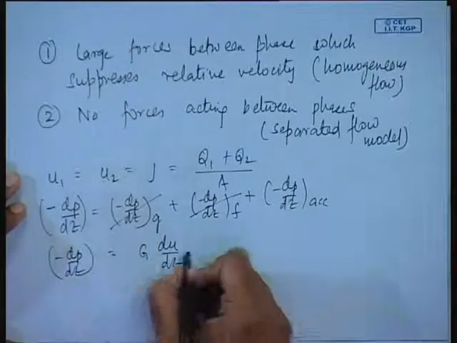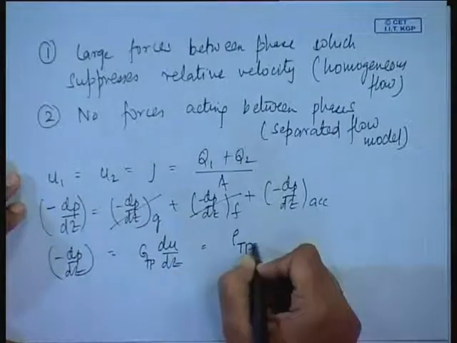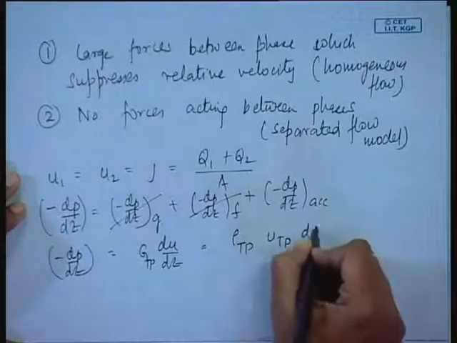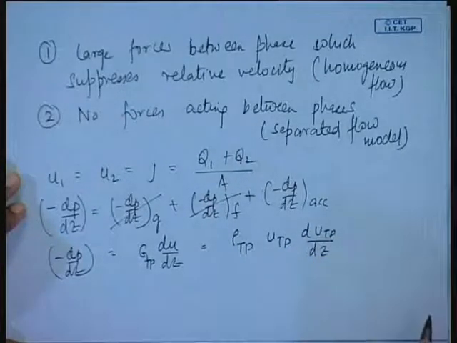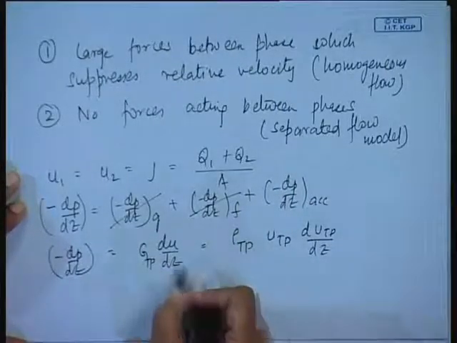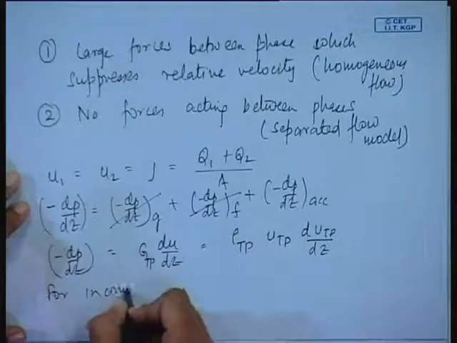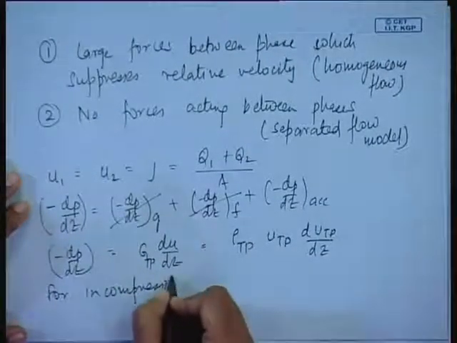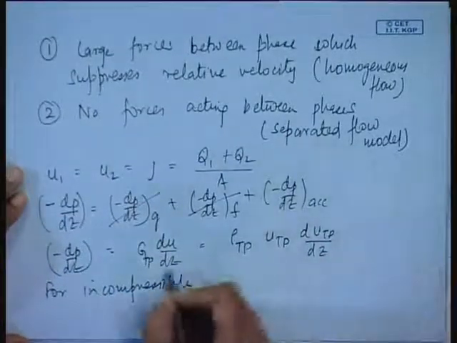Okay, or in other words, this g was nothing but equal to g two-phase, rho_tp u_tp du_tp dz. Yes or no? Agreed. So, in this particular case we found that, since the densities are more or less constant and it has been given, and the pressure is not expected to fluctuate much.